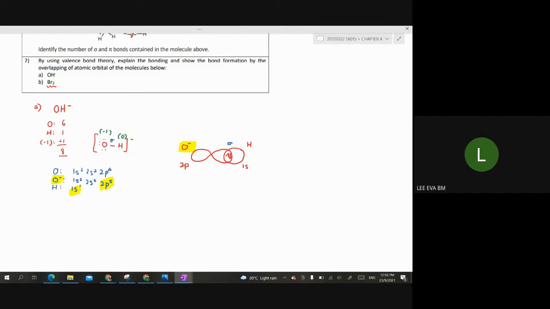But in this case, I just want you to know that this is direct overlapping between 2p from oxygen and 1s from hydrogen. And this is end-to-end overlapping. Is everyone okay over here with the overlapping one? Yes.